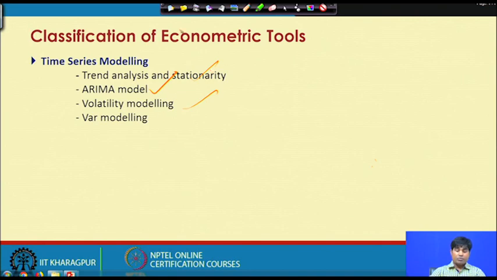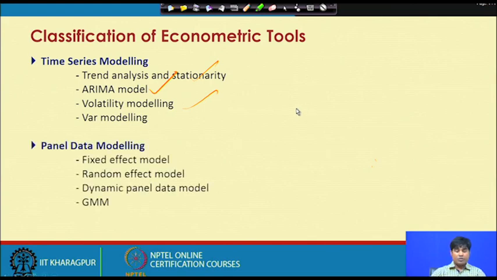Then we will move to the particular structure called panel data modeling, and in panel data modeling we have the structure of fixed effect model, random effect model, dynamic panel data model, and generalized method of moments.